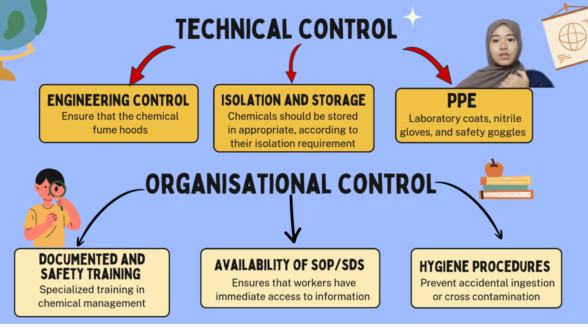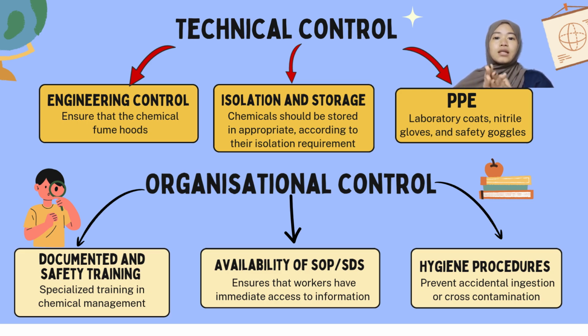Next is isolation and storage. Effective control isn't just about how we use the chemicals, it's also about how we store them. Chemicals should be stored appropriately, strictly following their specific isolation requirements. This can prevent accidental mixing of incompatible substances and reduce the risk of spills.